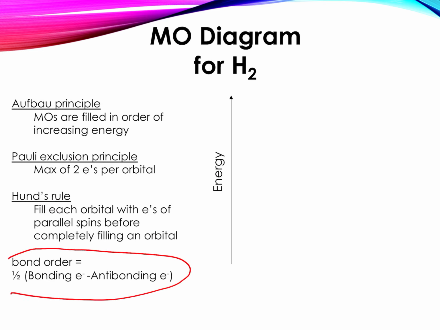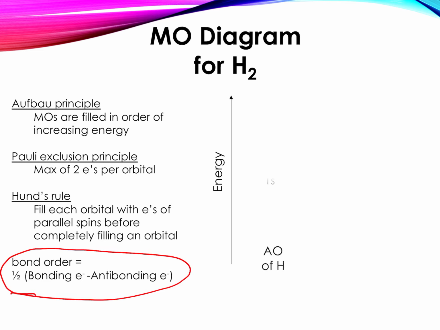So this is what's new though, this bond order. Bond order is going to be half the bonding electrons minus the anti-bonding electrons. So you're going to do bonding minus anti-bonding times 1/2. Okay, so I'll show you how that works.